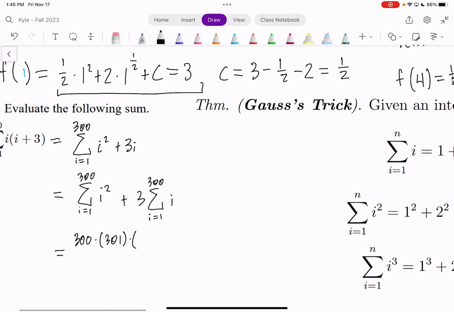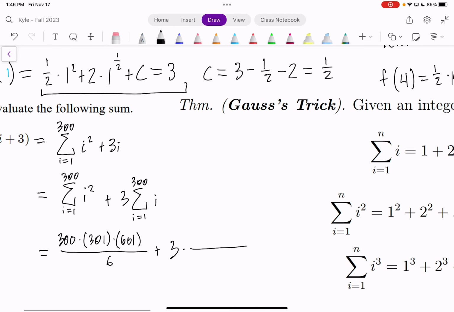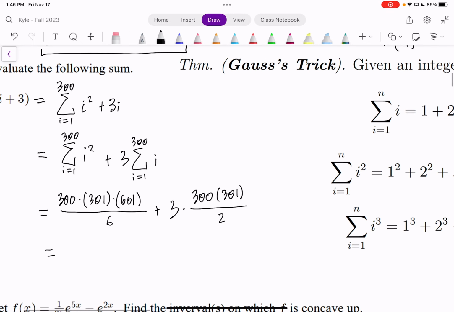times 2n plus 1, so that'll be 601, over 6, plus 3 times the sum from i equals 1 to 300 of i. That's given by n times n plus 1 over 2, so 300 times 301 over 2. You could evaluate this one in your calculator, or you could evaluate that in your head. If you do a bit of mental math, you'll get 9,180,500. Just a bit of mental math.